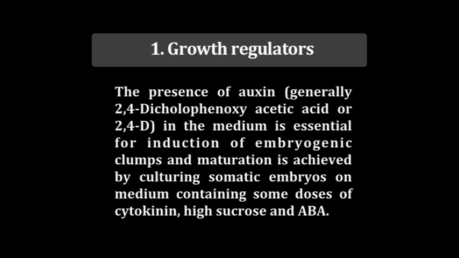Let us now see factors affecting somatic embryogenesis. The first factor affecting somatic embryogenesis is growth regulators. The presence of auxin, generally 2,4-dichlorophenoxyacetic acid or 2,4-D in short, in the medium is essential for induction of embryogenic clumps, and maturation is achieved by culturing somatic embryos on medium containing some doses of cytokinin, high sucrose and abscisic acid or ABA.